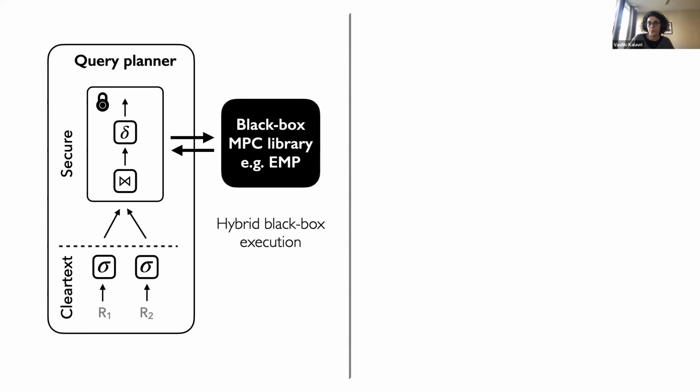So essentially, a query planner would optimize the query outside MPC and usually find a part of the query that can be run locally on a data owner, and then a secure part that needs to run under MPC, and then send the secure part over to a black box MPC library, which most of the systems use, called EMP. Now, this is great, but having the MPC library as a black box, you cannot really apply any database optimizations on the MPC part, right?